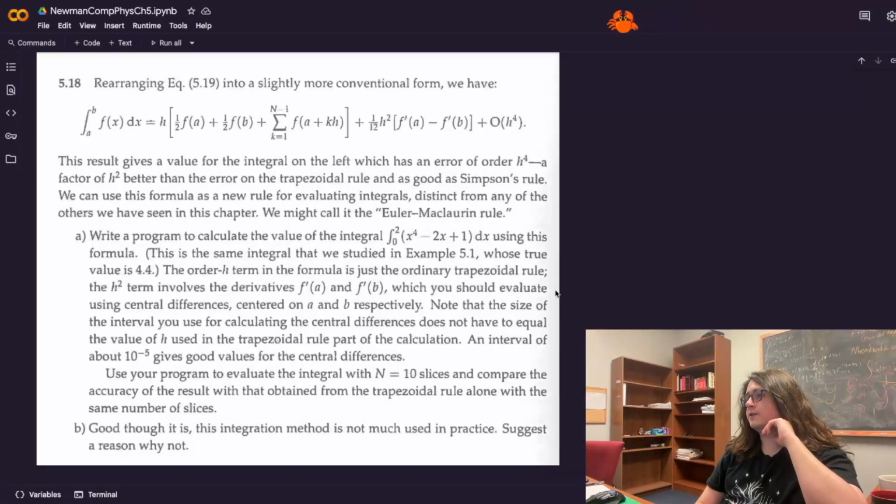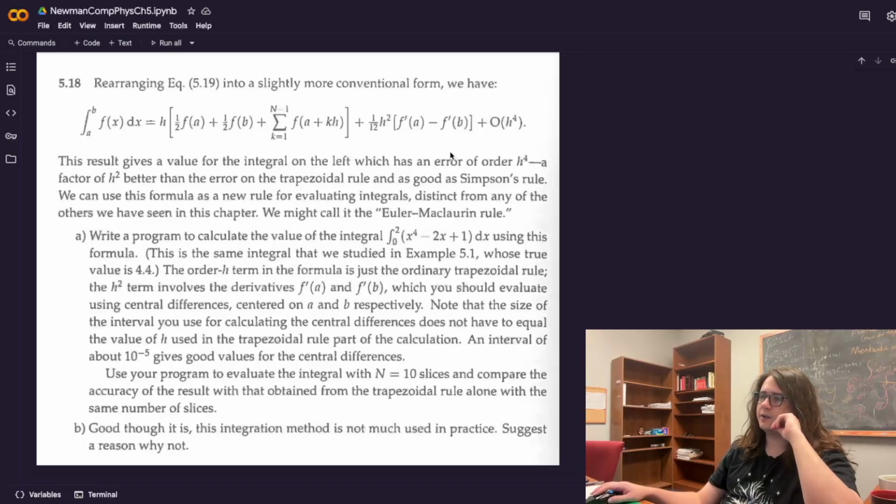Alright, silly people, here's the situation. We're going to be using a variation on the trapezoidal rule to do an integral that we've done a couple of times before. So this is the trapezoidal rule, just this order h term. But then you also can include an h squared over 12 term that involves derivatives to do the integral, and it's ever so slightly more accurate.